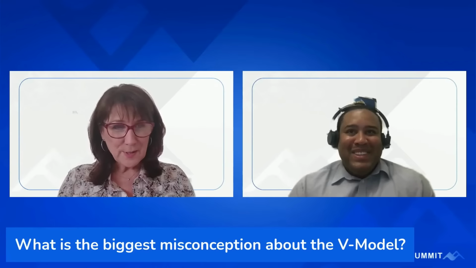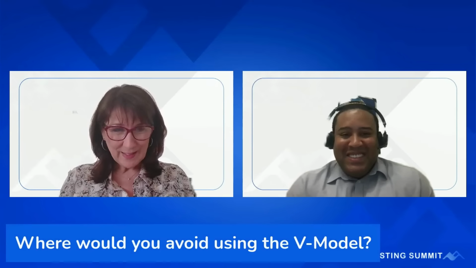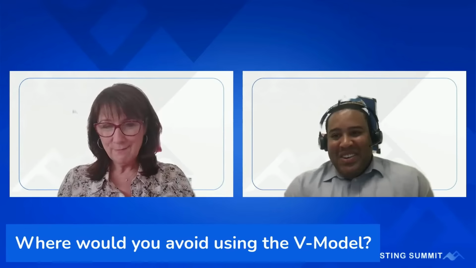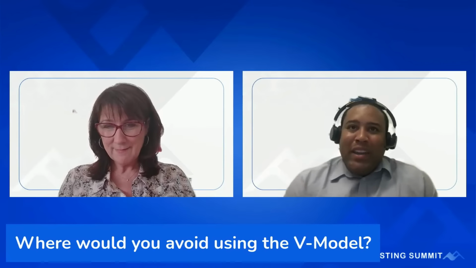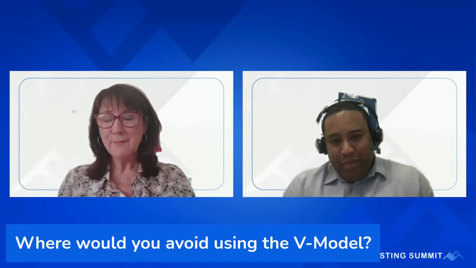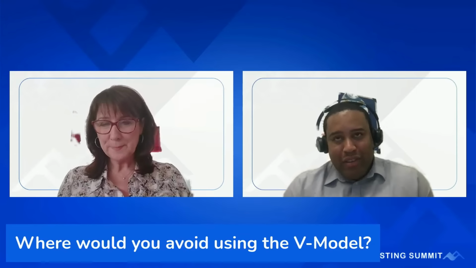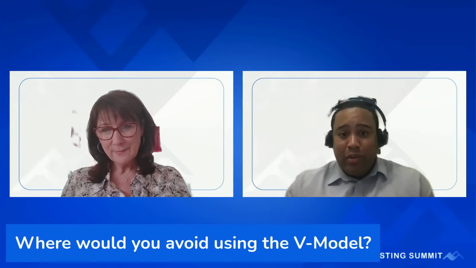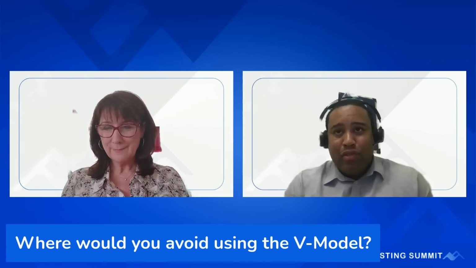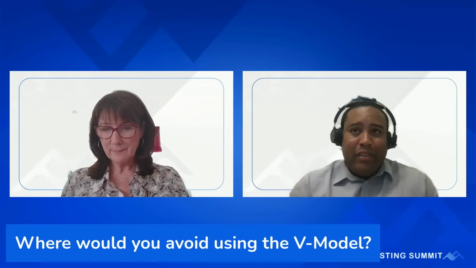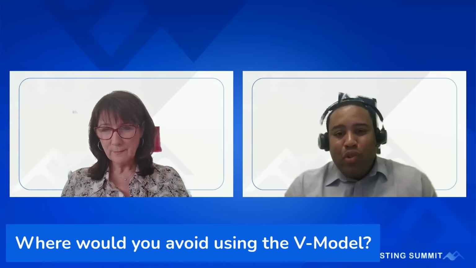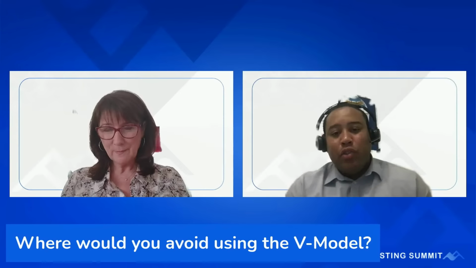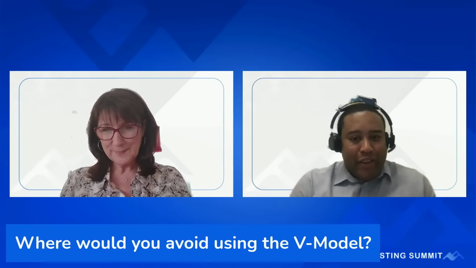Where would you avoid using the V model? Where changes are constant, very similar again to sequential versus iterative, with continuous integration and continuous deployment, which is very much the introduction of DevOps over the past years. The V model being a sequential model may not be the best fit. That's probably where I would avoid using it, but the thinking still remains.